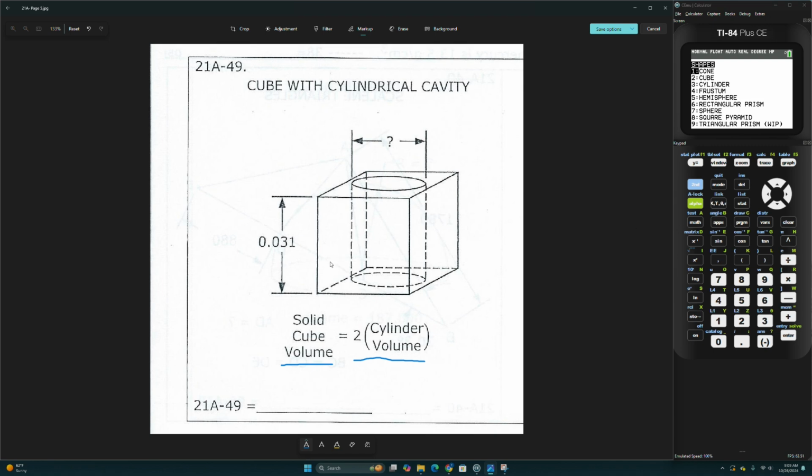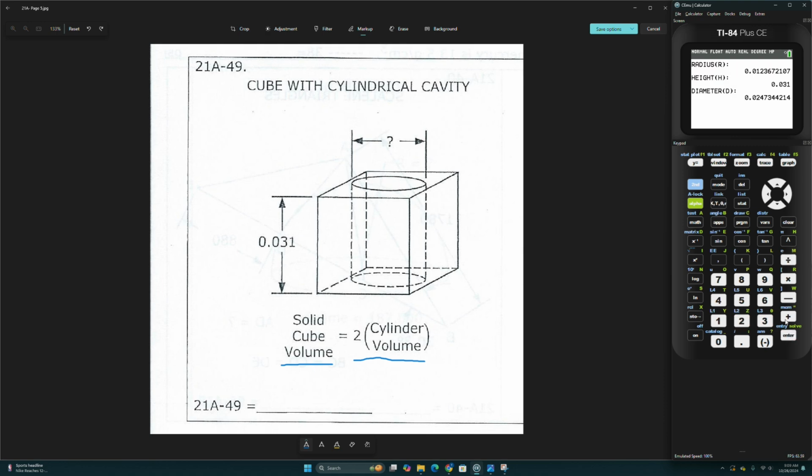We also know what the height is, so we can use the program for this. Cylinder, and like I said, we're given the height, so it's number 2, and we're also given the volume, number 2. So the height is 0.31. The volume is, as I said, 0.31 cubed divided by 2.